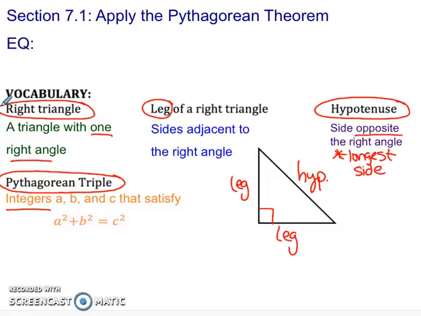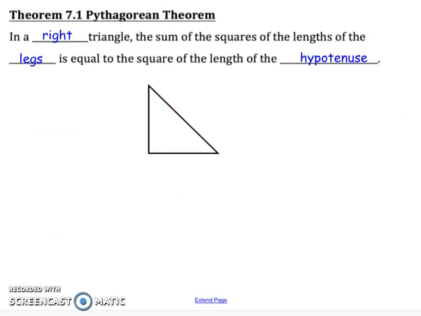Now, we are going to use this theorem throughout the lesson and in the remaining part of the chapter. So this is something you should highlight in your notes. To begin, Theorem 7.1, Pythagorean Theorem. It states that in a right triangle, the sum of the squares of the lengths of the legs is equal to the square of the length of the hypotenuse.